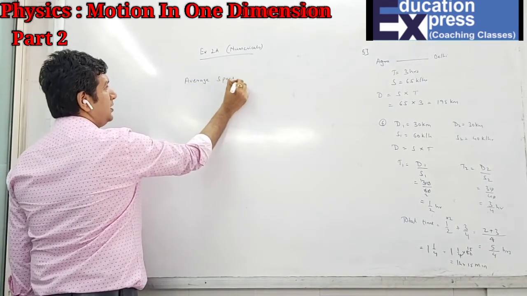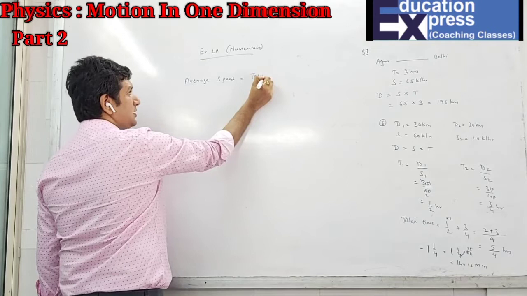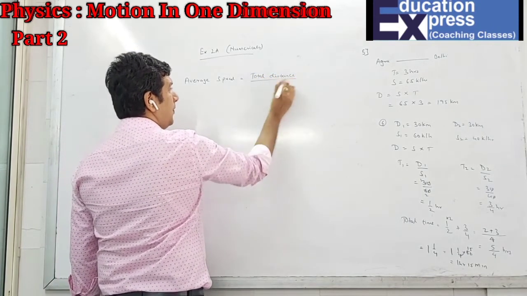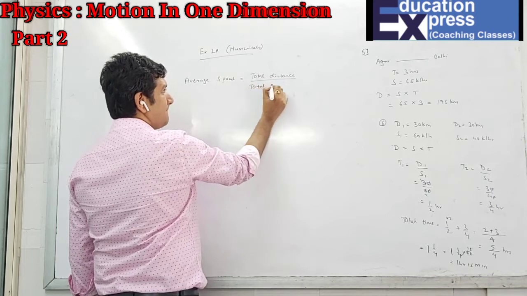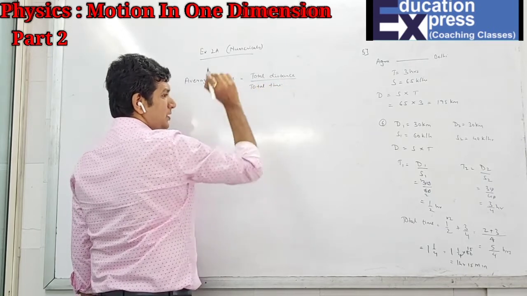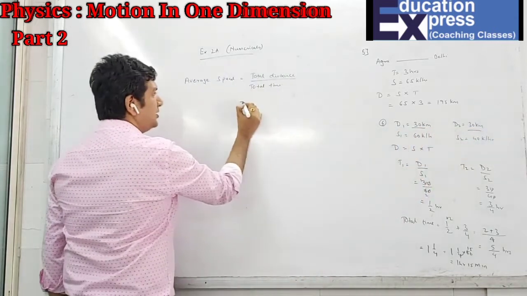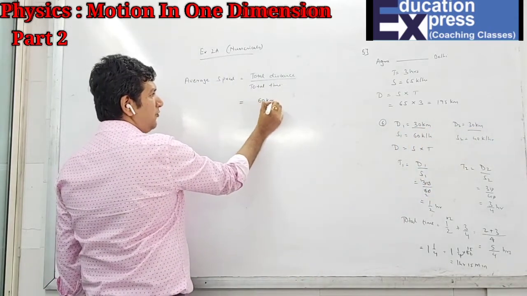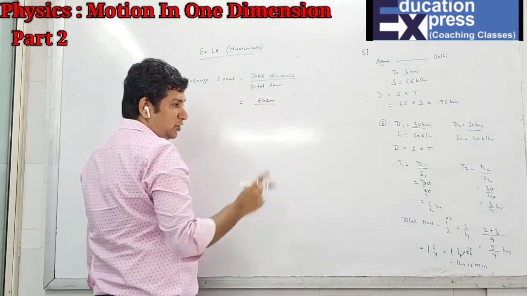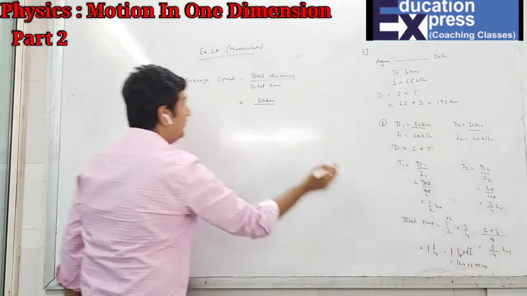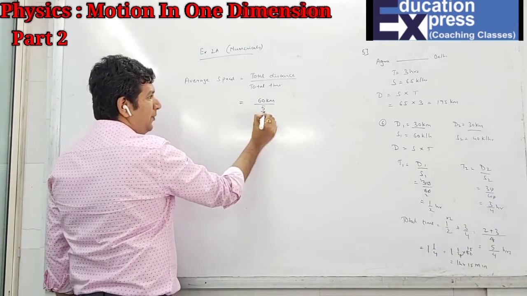Average speed is total distance upon total time. So now the total distance over here is 30 plus 30, that is in kilometers, 60 kilometers. So obviously you require time in hours. So the total time in hours was 5 upon 4 hours. So I will take 5 upon 4 over here.